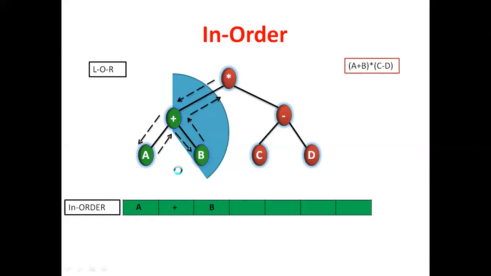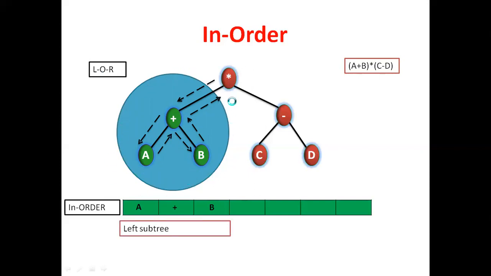Again back. Left subtree completed. According to the LRO formula, left of star completed. Then visit the root node, that is star. Then go to the right part. In the right, it is also a subtree. Again apply the LRO formula. Is there any left for minus? Yes, that is C. Is there any left for C? No. Then simply visit the left part. C visited.